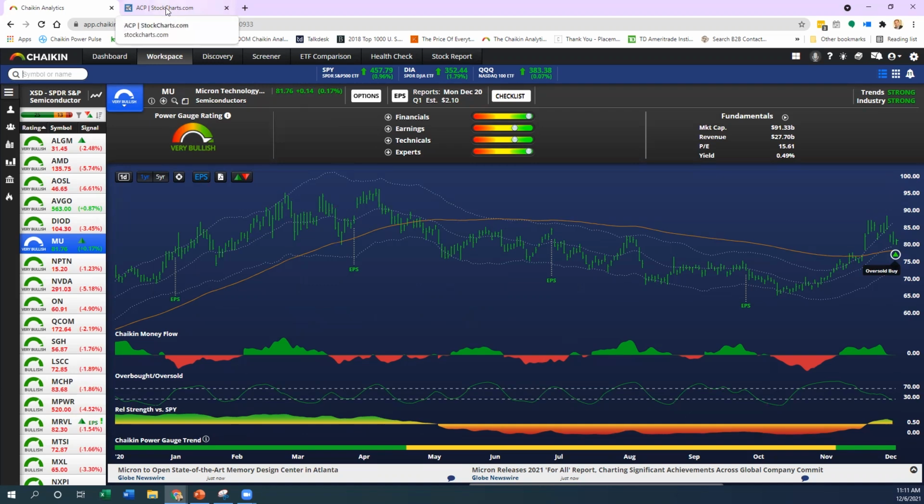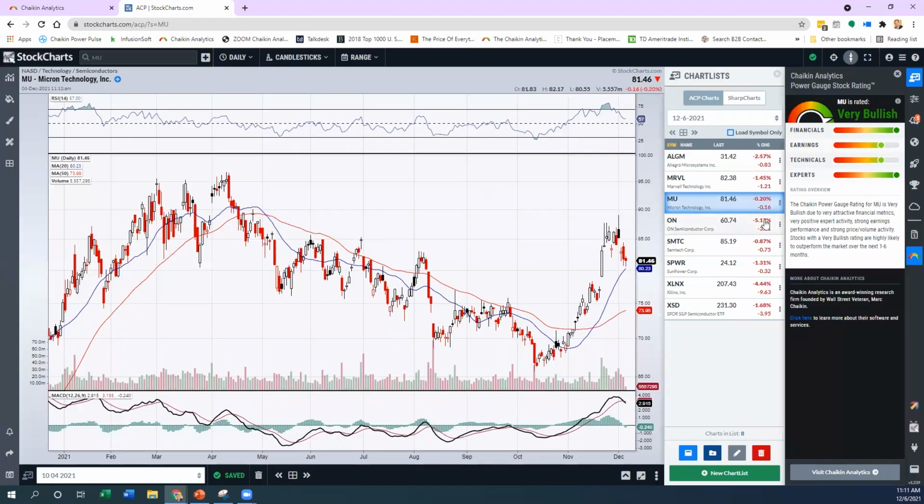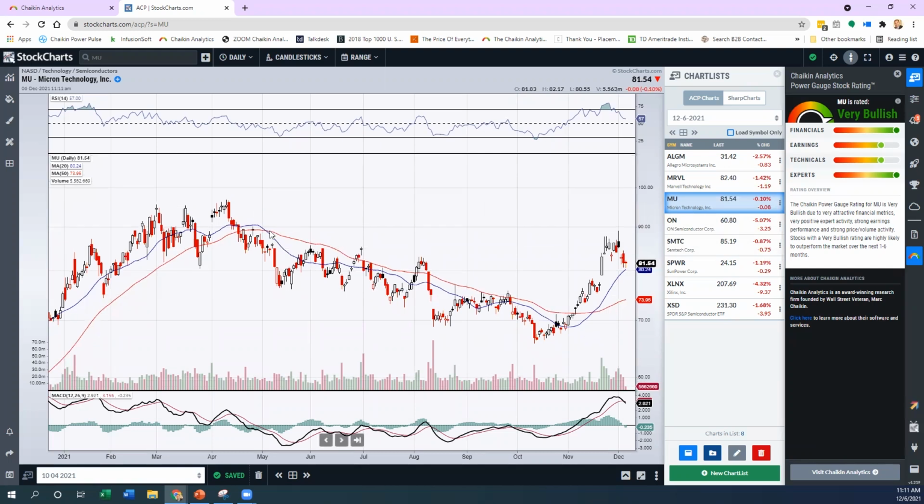I think it's a great setup here. It's a massive company with a nice PE. The Power Gauge is stellar right now, looking very bullish. So you've got a lot of things in your favor here. And when you use this in conjunction with the ACP platform, you still get the same kind of setups. You're going to have to pick the indicators that you like the best. This crossover here and the MACD moving above the zero line were pretty good setups to begin with.